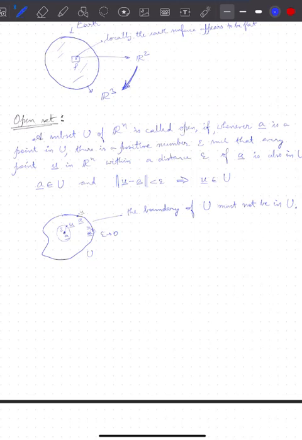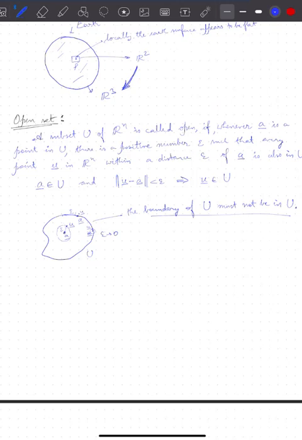So what happens is, although U vector minus A vector is still epsilon, U vector is not an element of U. So in this case, at the boundaries, even if you take epsilon to be arbitrarily small, there are an infinite number of points which are not members of the set here. So this is what we call an open set. Which means that the boundary of U must never be in U for the set to be called open.